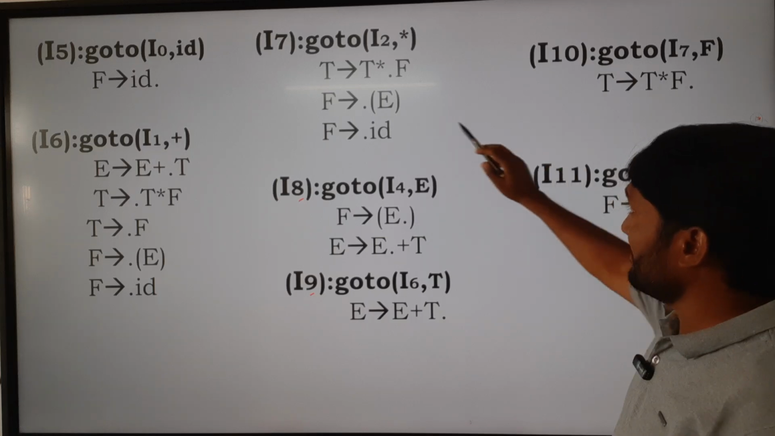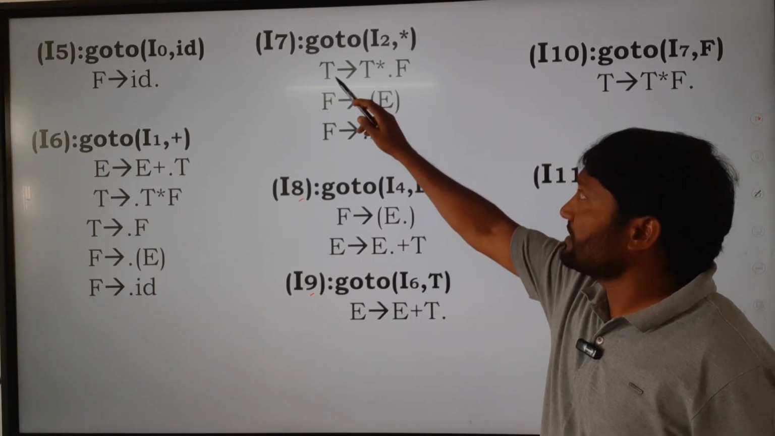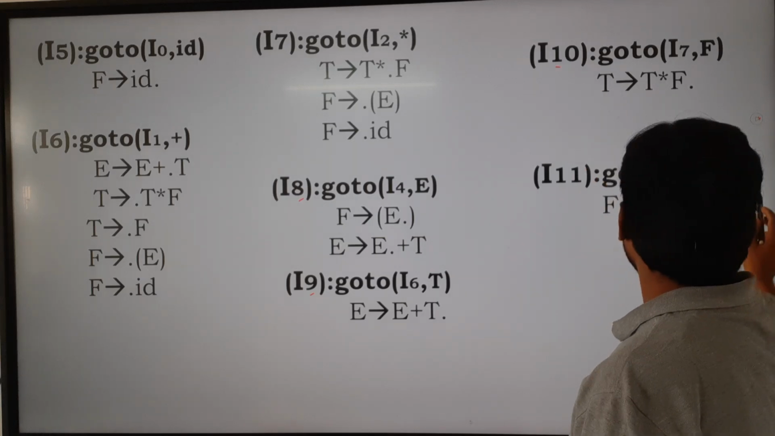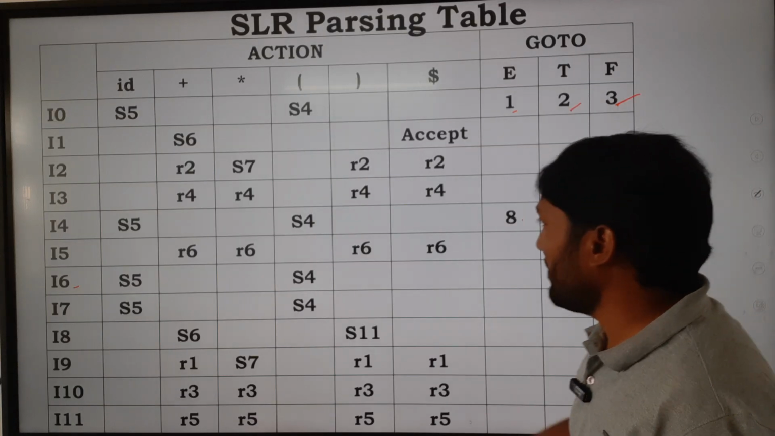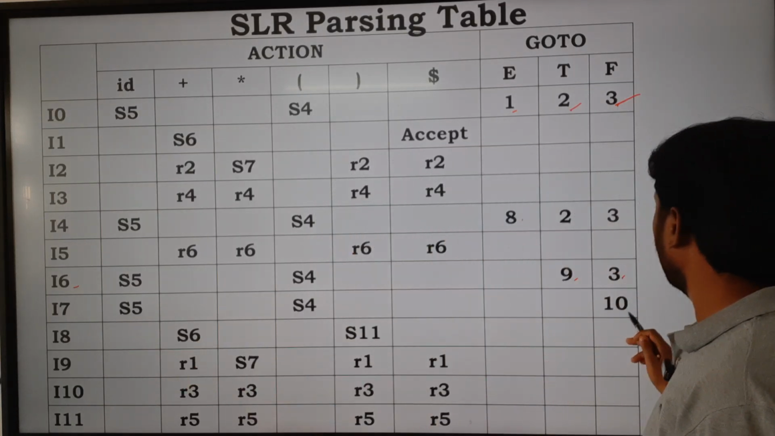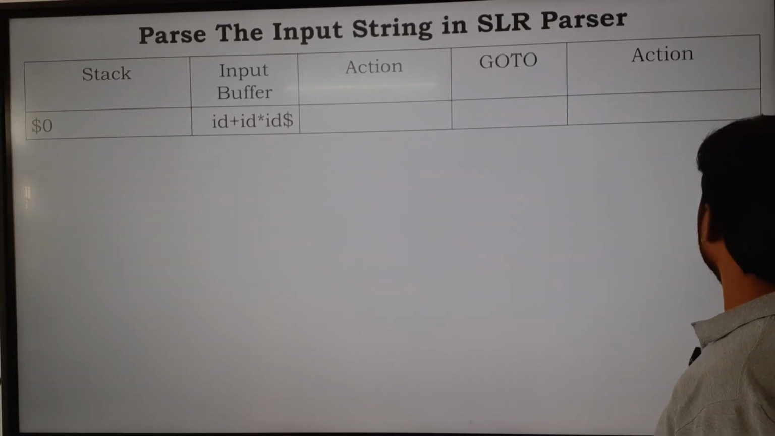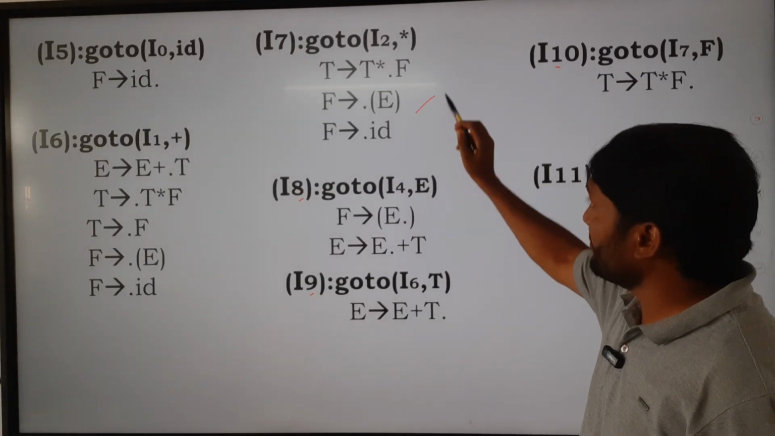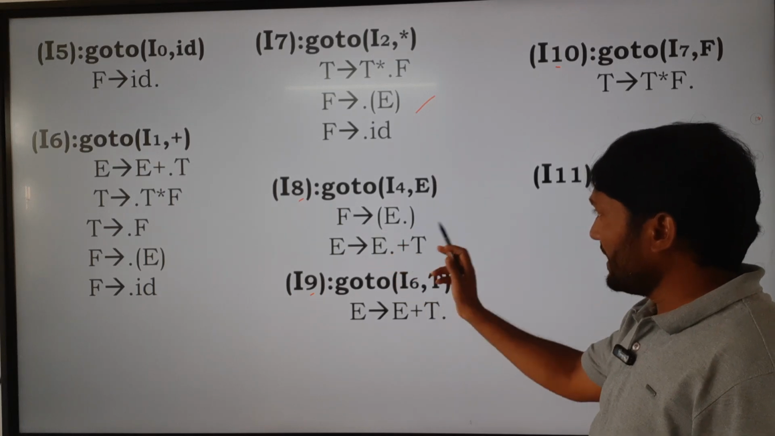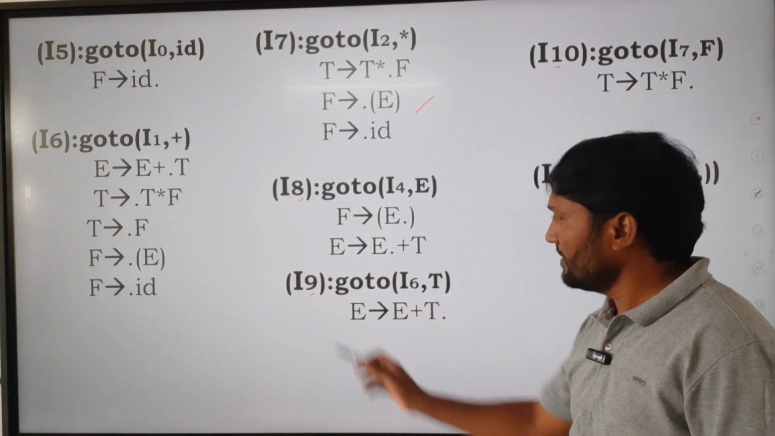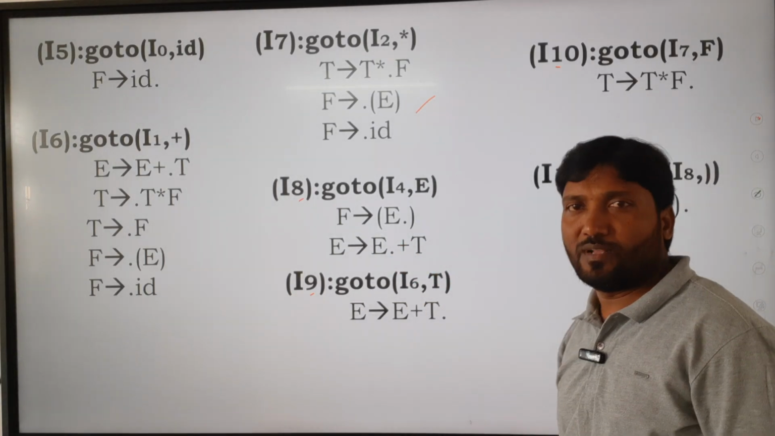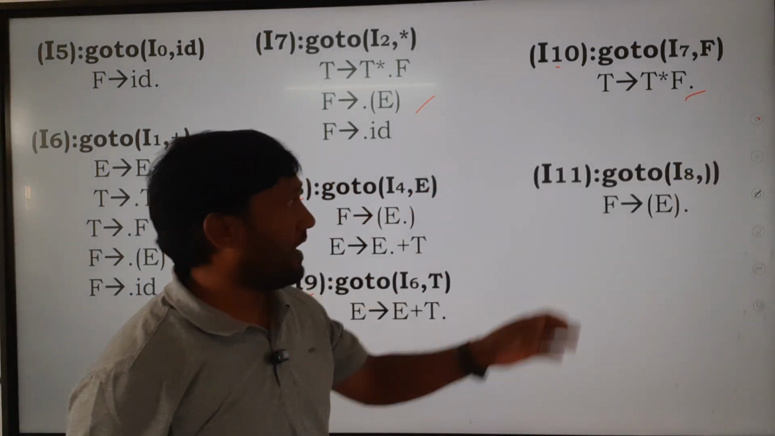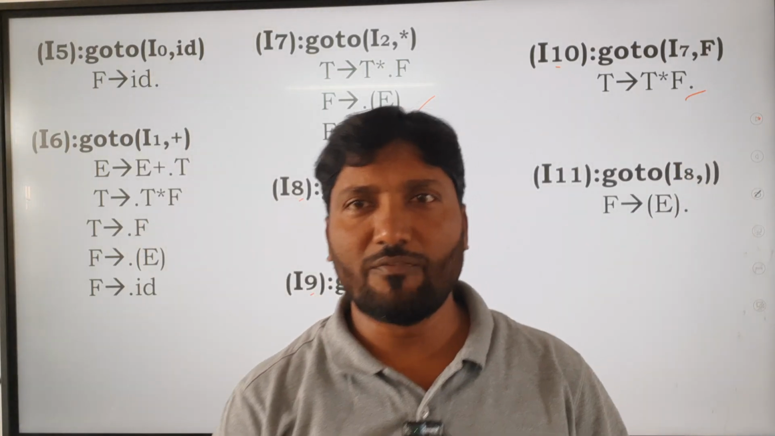The sixth one is over. Come to the seventh one: yes, there is an F. 7 comma F ends in I10, so 7 comma F is filled with 10. The seventh one is over. In I8, no non-terminal symbols after that; in I9, none; in I10, none; and in I11, none.